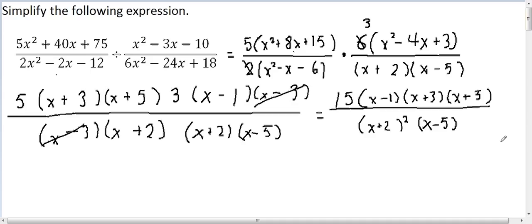So if we don't have to multiply any of this out, the simplified expression is 15 multiplied by x minus 1 times x plus 3 times x plus 5 in the numerator, and in the denominator we get x plus 2 squared multiplied by x minus 5.